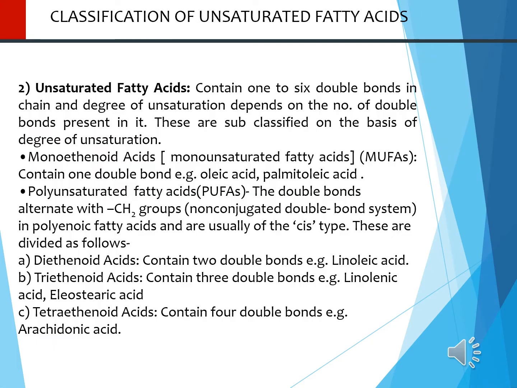Classification of unsaturated fatty acids. Unsaturated fatty acids contain 1 to 6 double bonds in the chain, and the degree of unsaturation depends on the number of double bonds present in it. These are subclassified on the basis of degree of unsaturation.